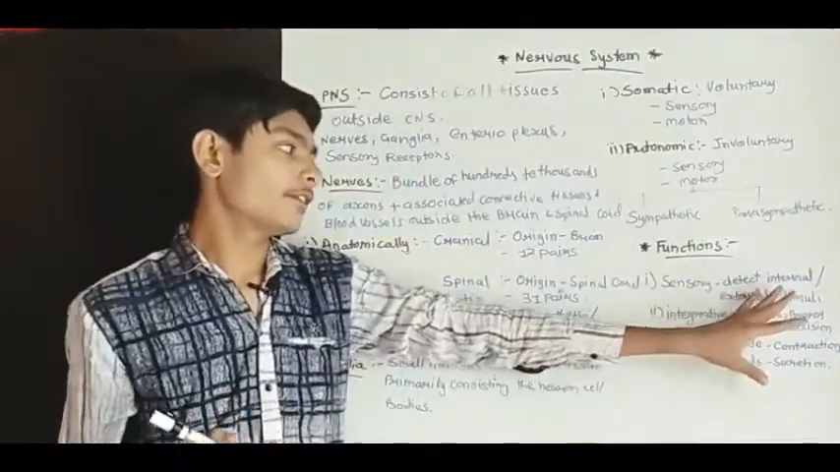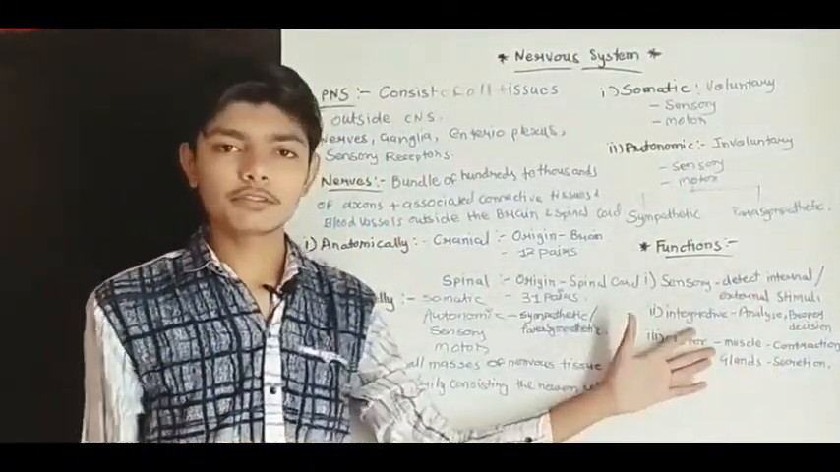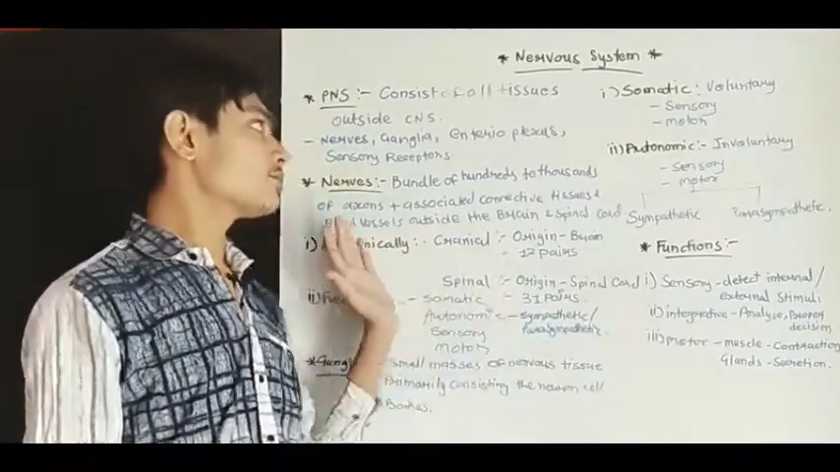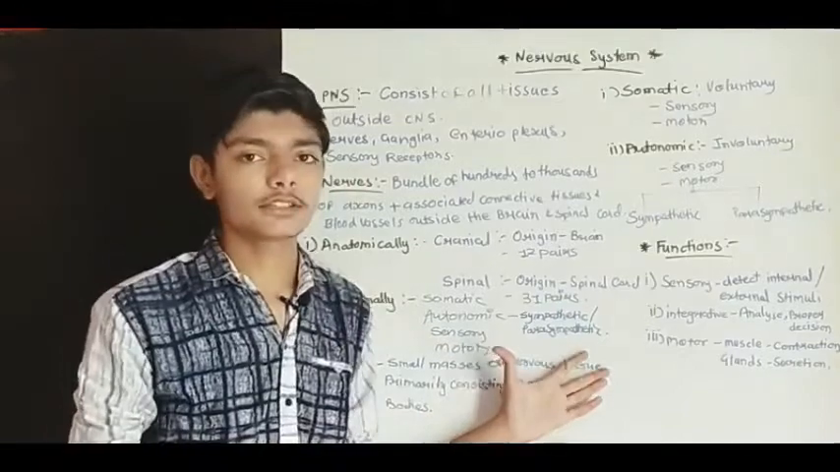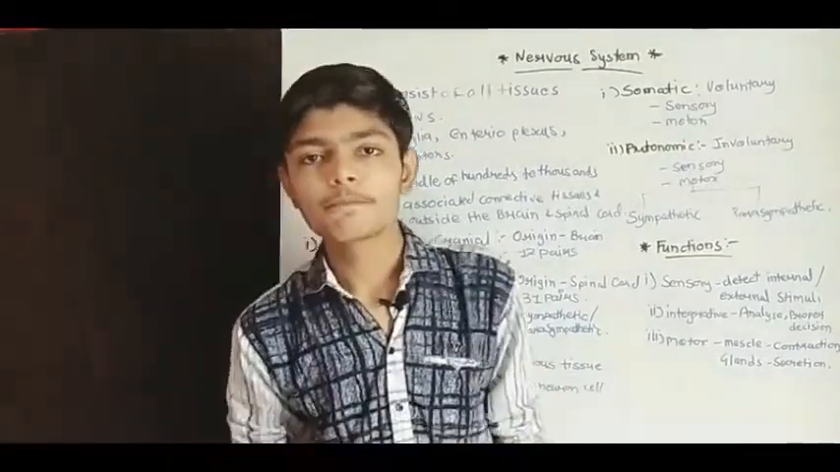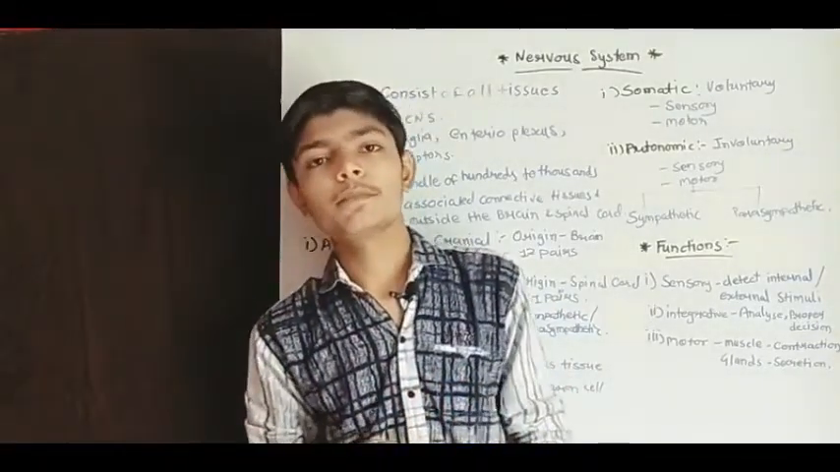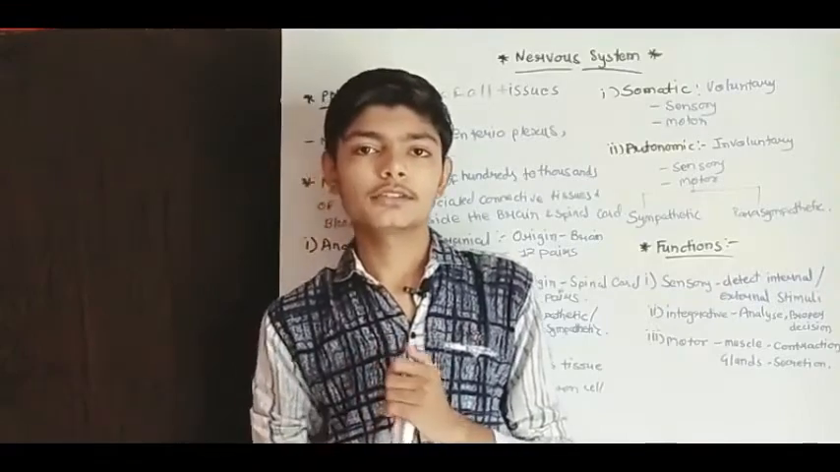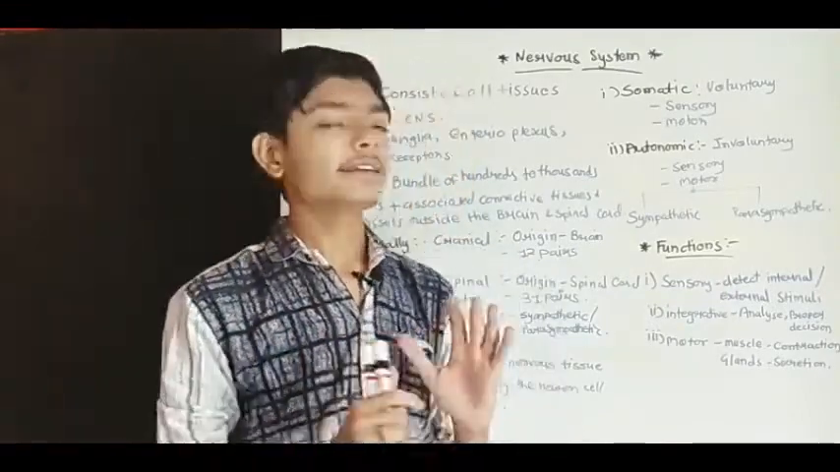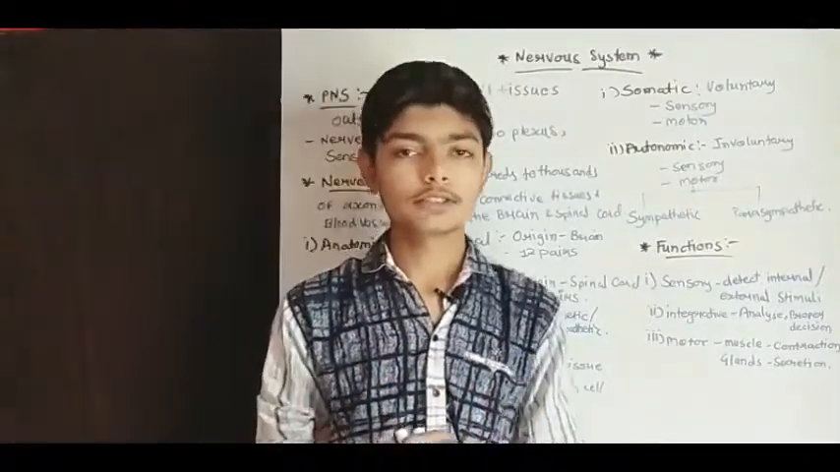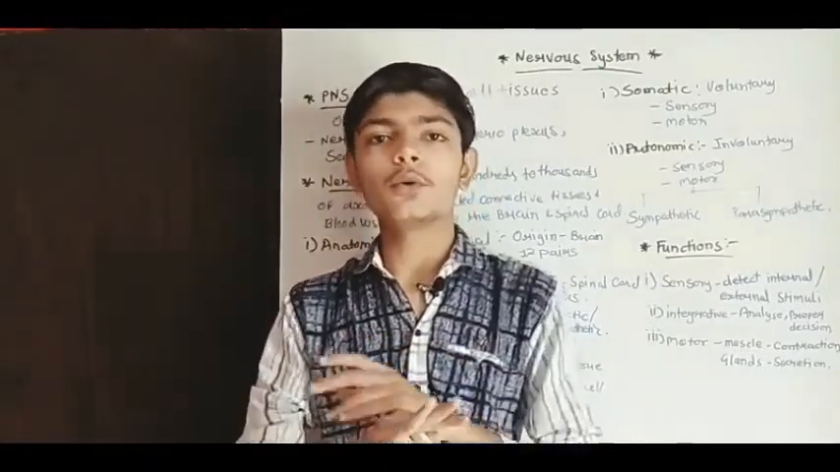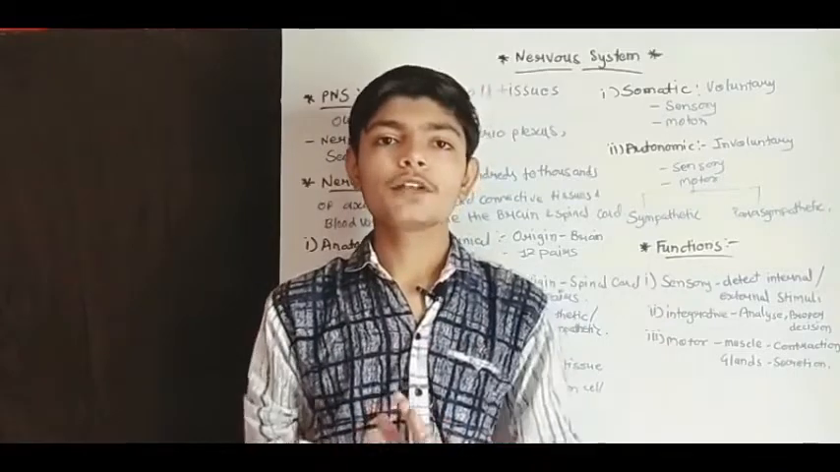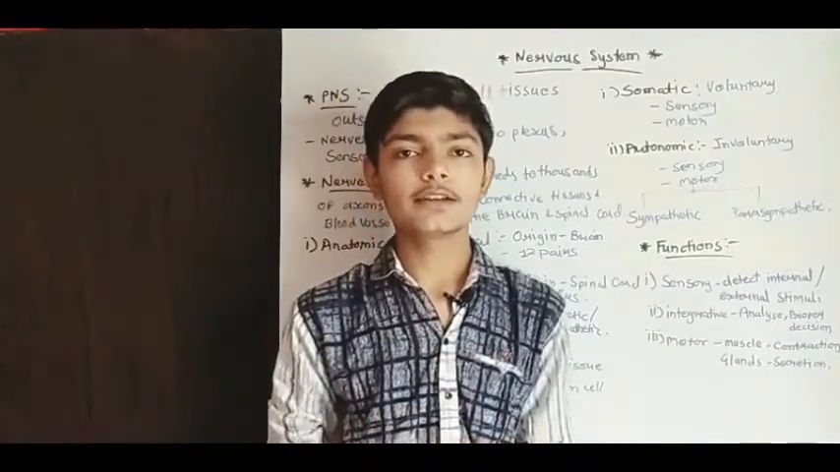So these were the basic three functions of the nervous system, and this was the whole of the basics of the nervous system, both central and peripheral nervous system. So here we completed the basics of the nervous system. In further lectures we will see the detailed view of the nervous system and its function, its parts, where it is situated, all the things about the nervous system. So this was all for today's lecture.